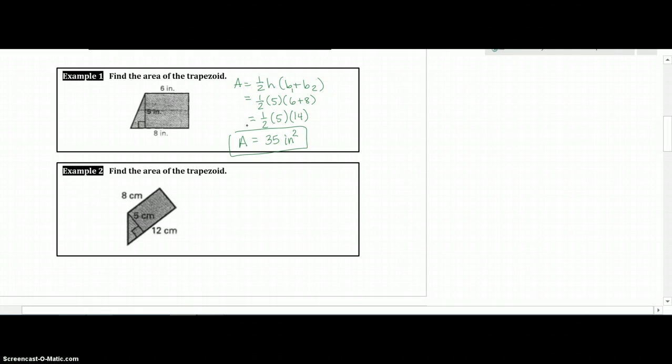Example 2, find the area of the trapezoid. Area equals 1/2 height times base 1 plus base 2. Our height is 5. Base 1 and 2 are 8 and 12, or 12 and 8. So we have 1/2 times 5 times 20. Half of 20 is 10, times 5 is 50. So 50 square centimeters.